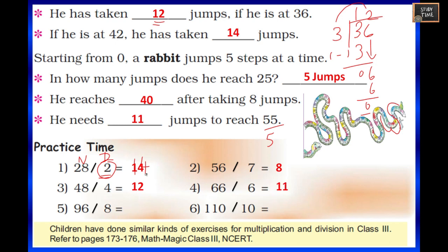So if you want to check your answer, you can multiply this. So you will be getting this answer. You can multiply this and check whether you are getting this answer. 96 divided by 8 is 12. 110 divided by 10 is 11.